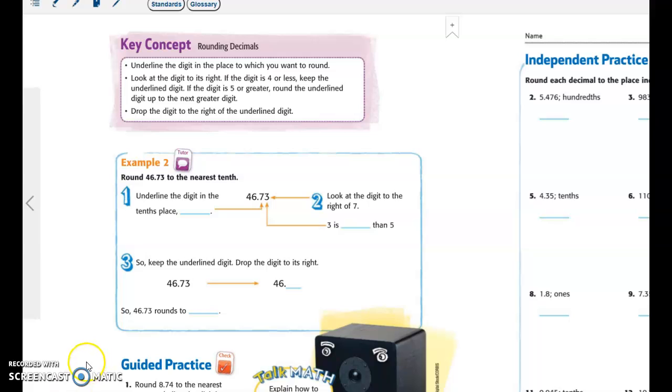Okay, so we are on page 304, and we're reviewing decimals. So can somebody read the key concept?